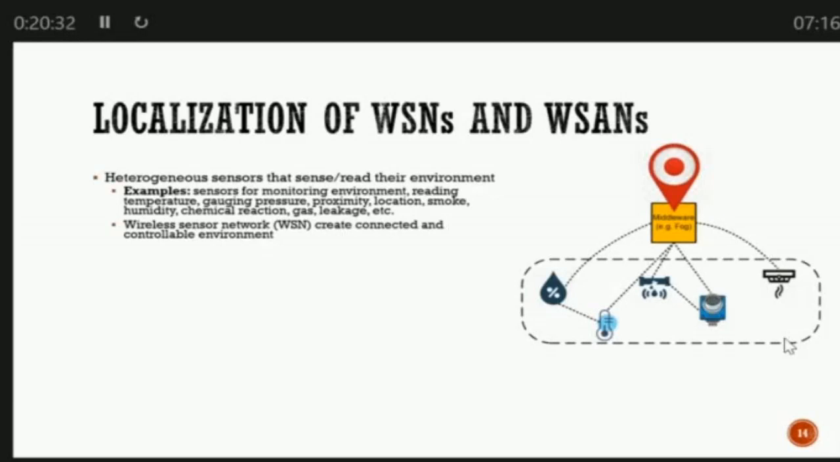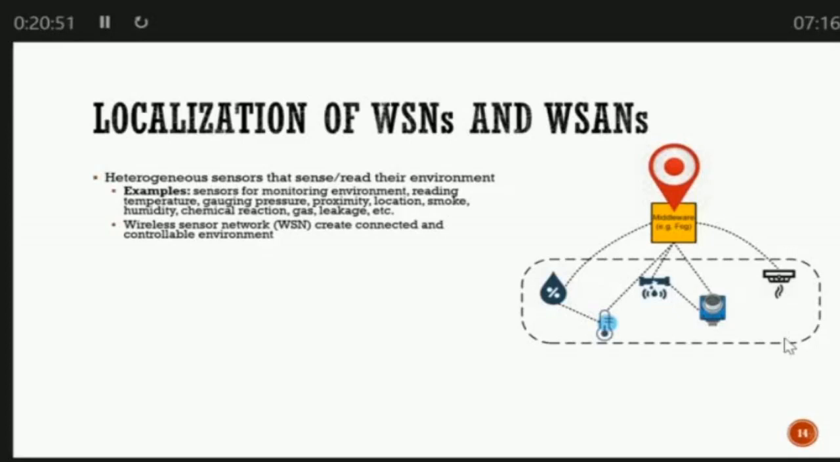Localization means I have to make them present in that environment. Otherwise, they would be individual sensors not connected to me, not connected to my industry, not connected to my industrial IoT environment. Okay, so when we connect those sensors wirelessly, this is known as wireless sensor network or WSN.